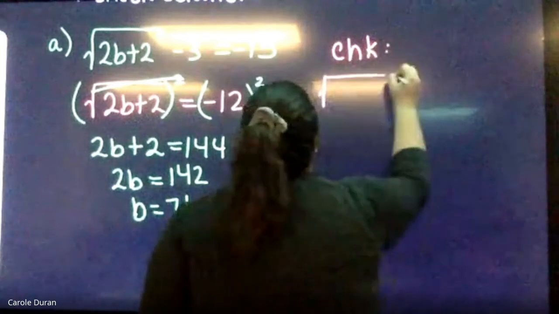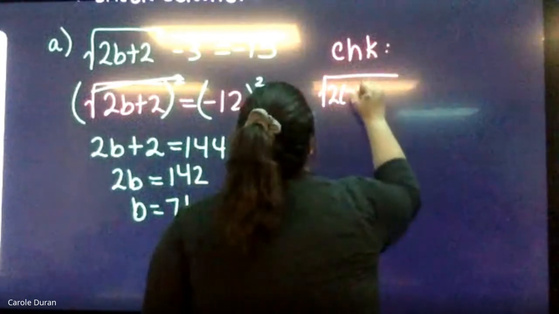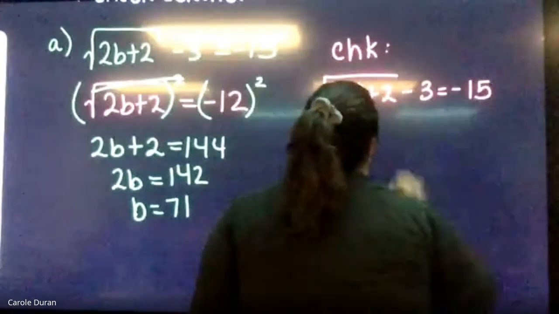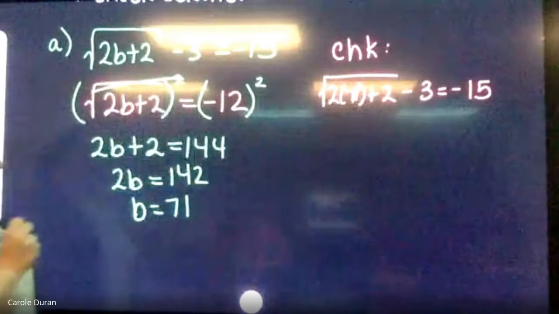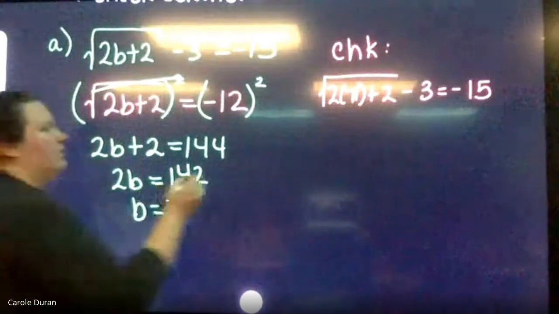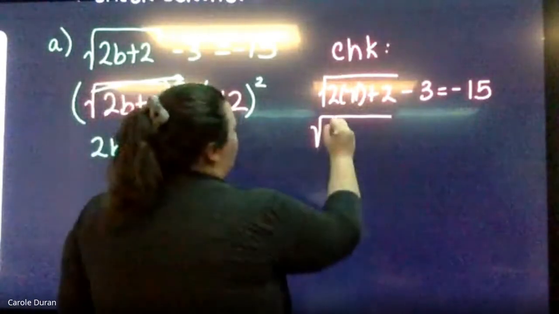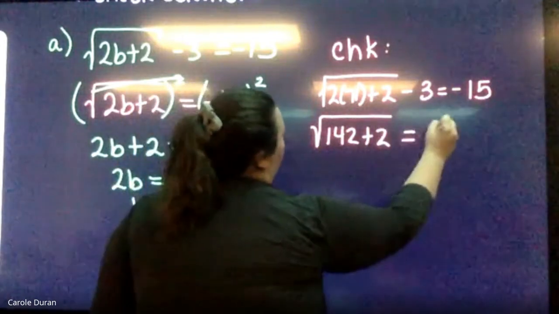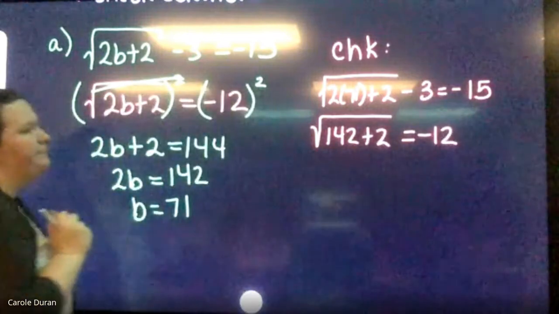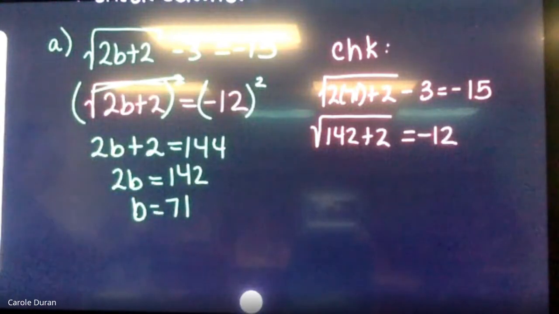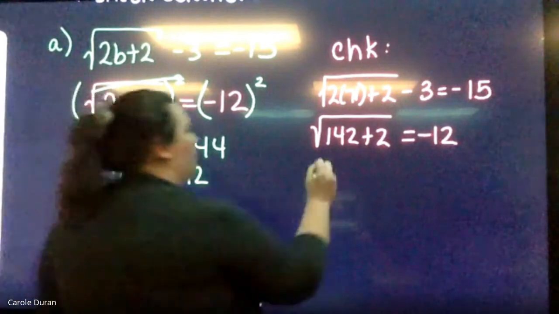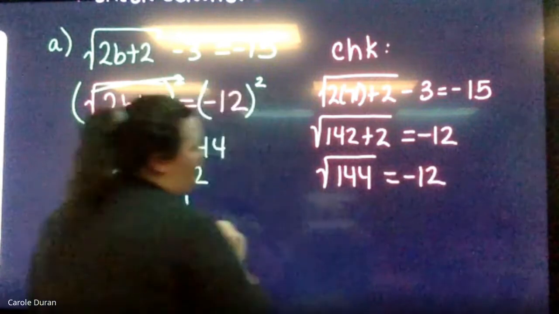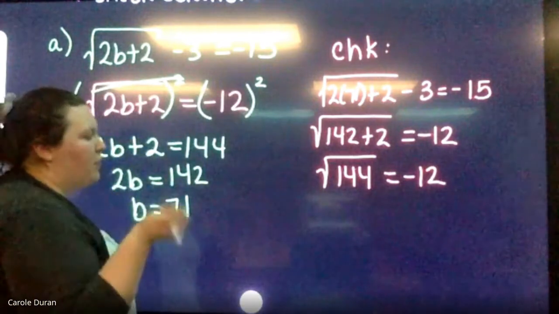So I have the square root of 2 times 71 plus 2 minus 3 equals negative 15. I can go ahead and simplify what's under the radical. 2 times 71 is 142 plus 2. I'm going to add the 3 over, and I get negative 12 on the right. I can go ahead and put 142 plus 2 together, and I get the square root of 144 equals negative 12. When I square root 144, what do I get?